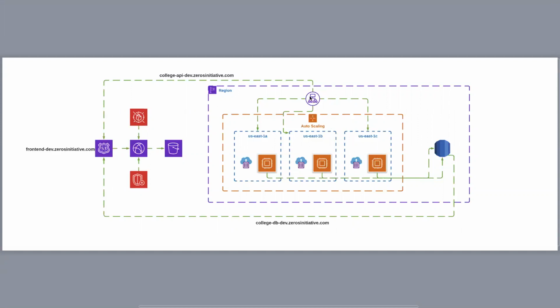And then we do already have a load balancer over here. This load balancer's DNS name is something that we registered, which is called student-api.zerosinitiative.com, and it was registered to Route 53. And then we also have our database, which is nothing but our RDS instance that we set up in the third or the fourth lecture, I believe. And this RDS instance has all of our data in terms of our student database and our student table.